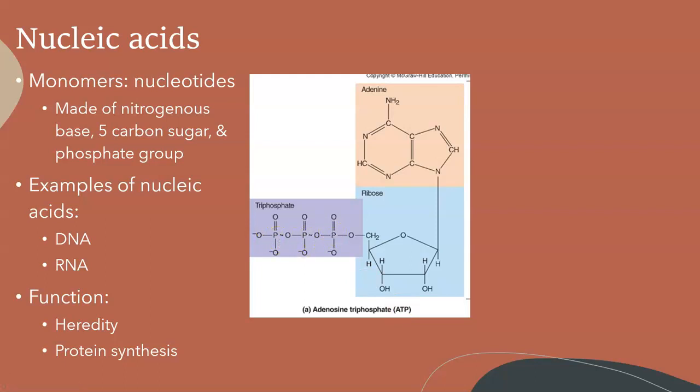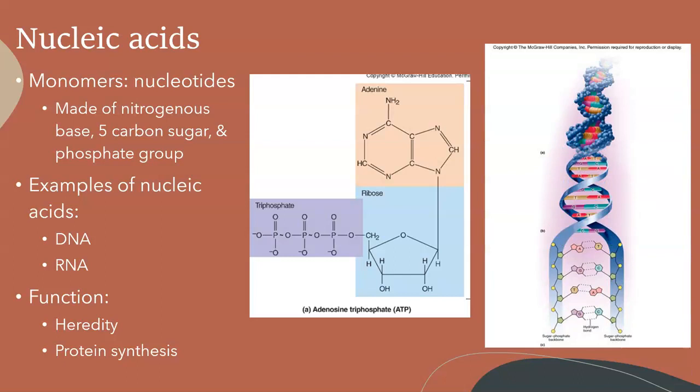But other examples of nucleic acids are DNA, deoxyribonucleic acid, and RNA, ribonucleic acid. Functions of DNA and RNA, obviously, are your genes, heredity, and things like protein synthesis. So you go from RNA to protein, okay? You start with DNA, make an RNA, and then you make the protein. Okay, very cool stuff. Here's just an example of DNA.